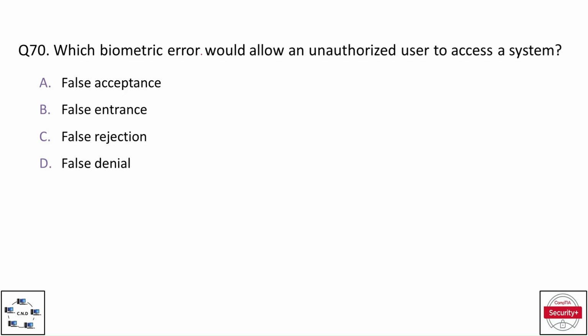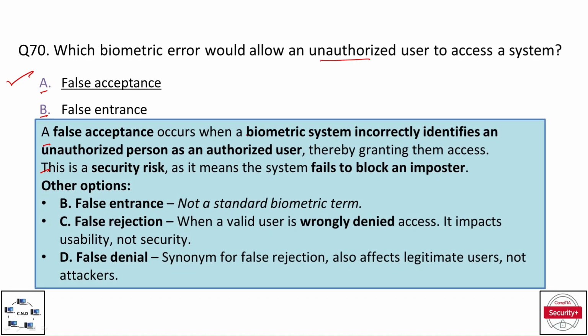Question number 70. Which biometric error would allow an unauthorized user to access a system? And the options are option A, false acceptance, option B, false entrance, option C, false rejection, and option D, false denial. And the correct option is option A, false acceptance. So a false acceptance occurs when a biometric system incorrectly identifies an unauthorized person as an authorized user, thereby granting them access. This is a security risk as it means the system fails to block an imposter.